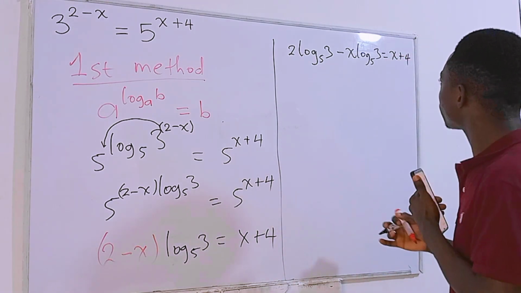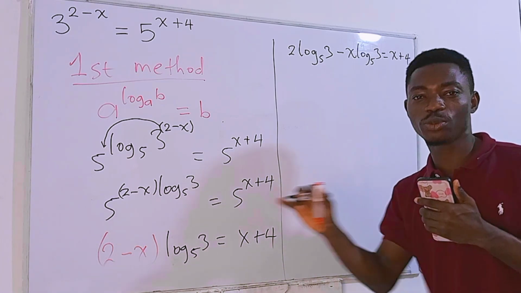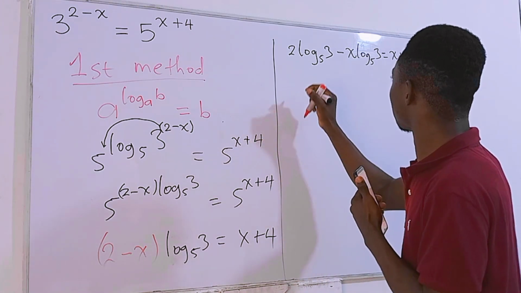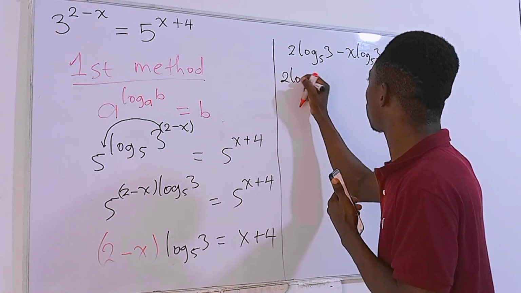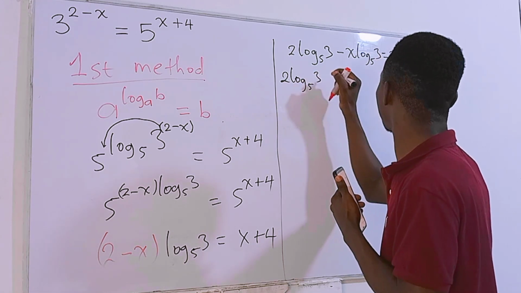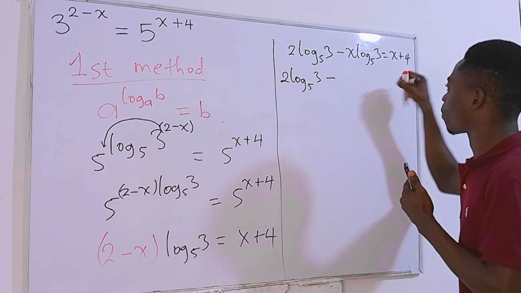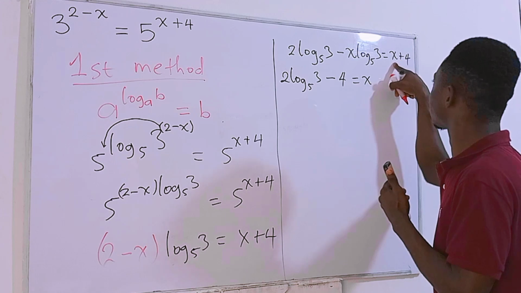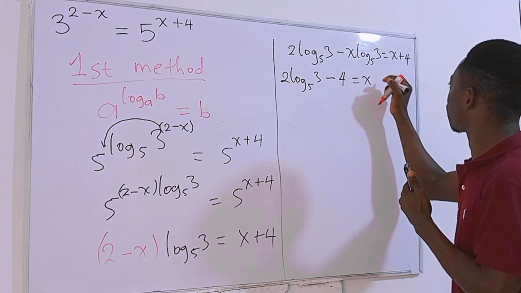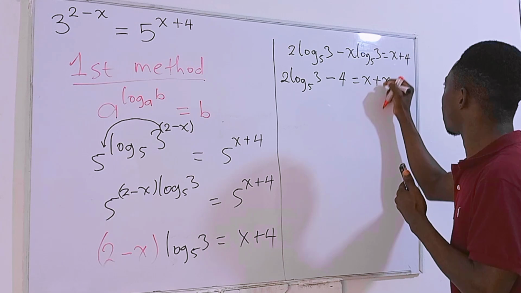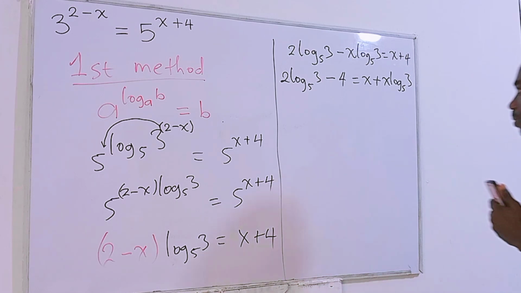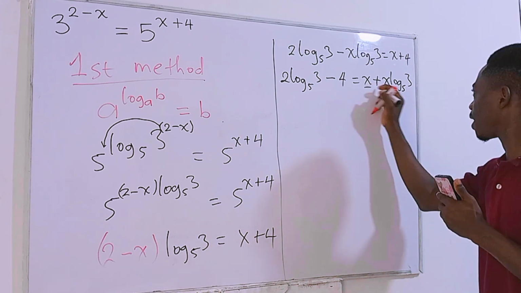Cool. And right from here, we can group like terms. Let's group those with x and those without x. I'll bring those without x on the left hand side. So we'll have 2 log base 5 of 3, then minus this 4 right here. And this is equal to, we already have x there. Then this is also containing x, which will be plus x log base 5 of 3.